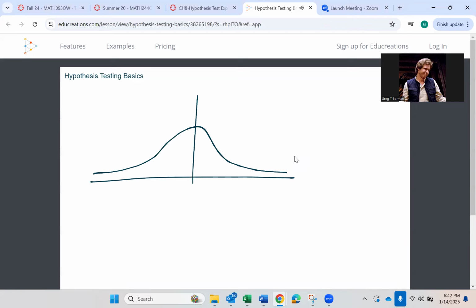and every hypothesis test has two hypotheses, two opposing hypotheses. One is called H sub 0. That is known as the null hypothesis. And the other one is H1. That is known as the alternative hypothesis. That's just what they're called.